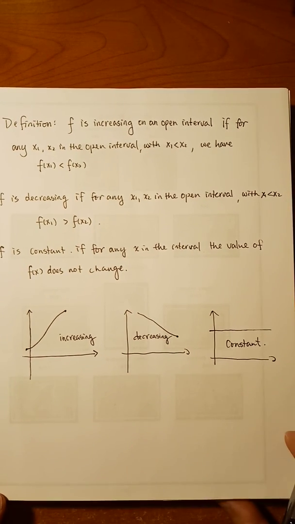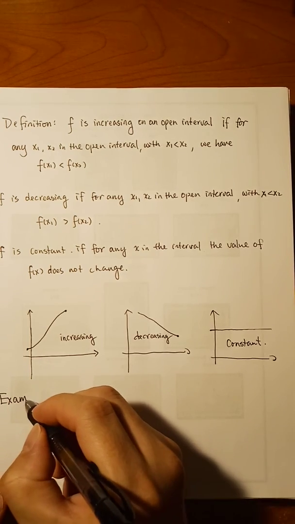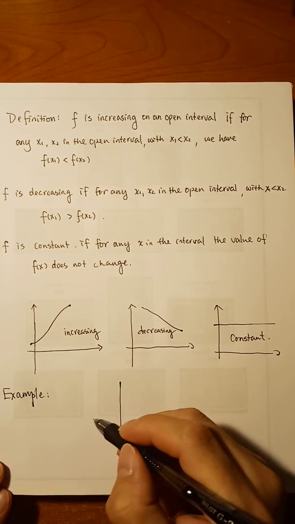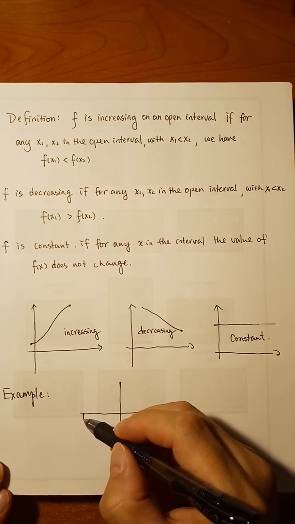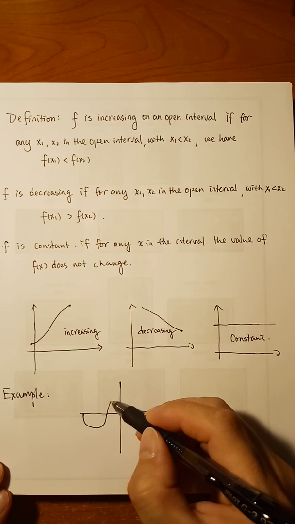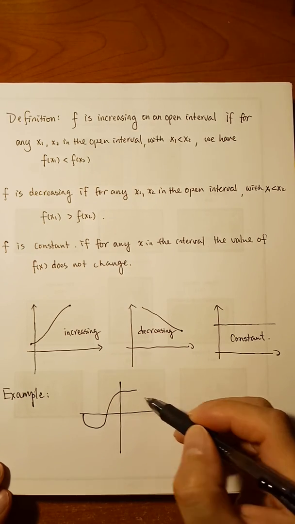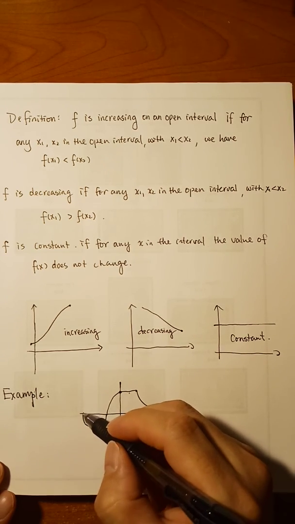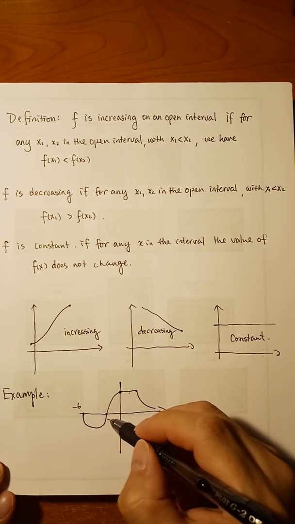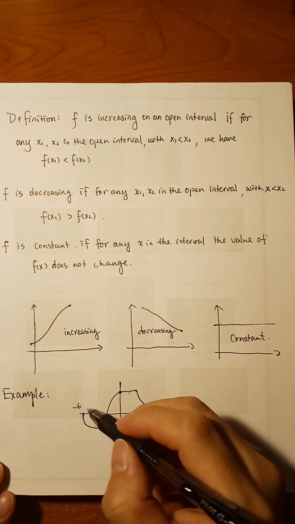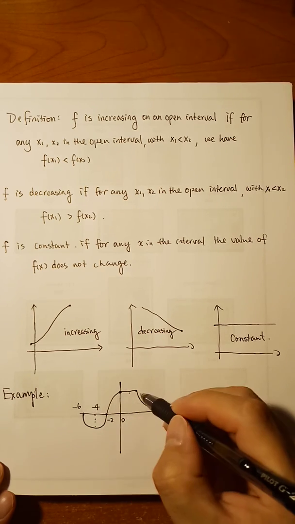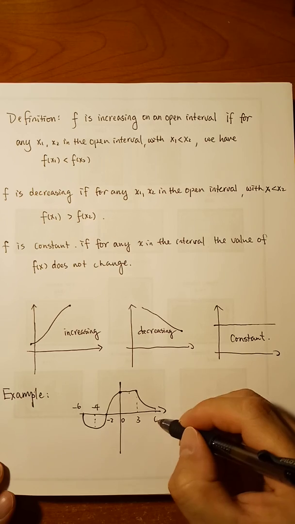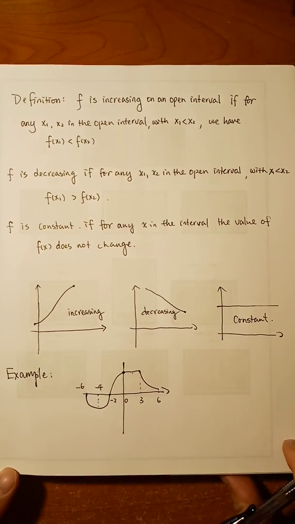For example, assume your graph is like this: you have a half circle, and then you go up, and then you have a horizontal segment, and then it's going down. Let's label them. Here this is -6, here's -2, this point is -4, and this is 0, and this is 3. Here this point is 6. Let's just estimate those values.